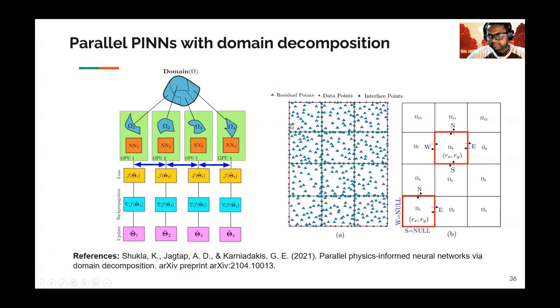And at the boundary, you apply some interface points and solve for both the PDE and some kind of Neumann boundary condition or some other boundary condition, just like you do in domain decomposition. So this kind of an approach is what people have been using very recently in terms of how to parallelize physics-informed neural networks for very large sets of problems. And this is a pioneering work in that area.